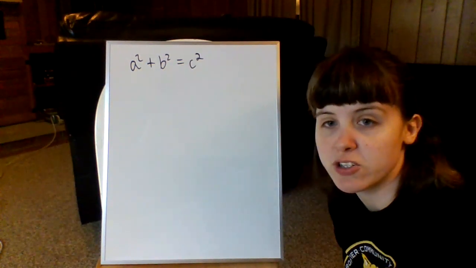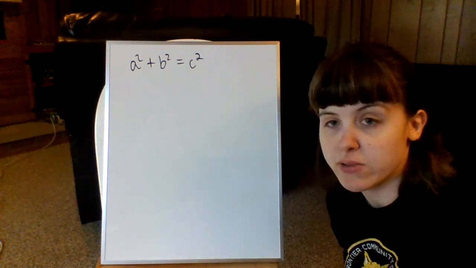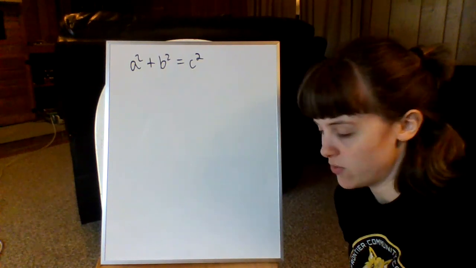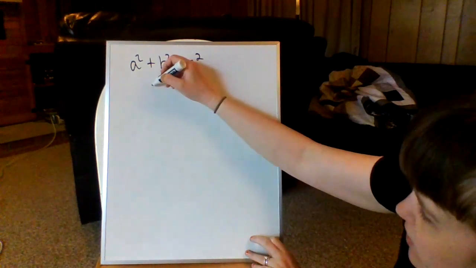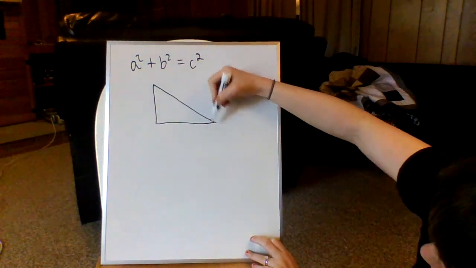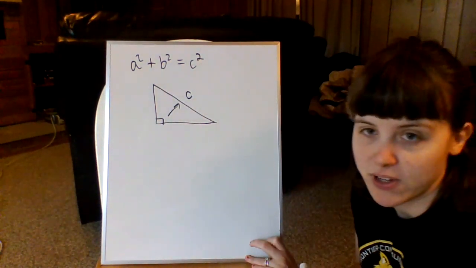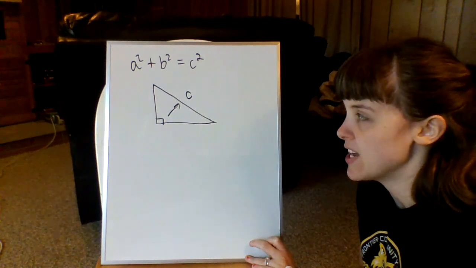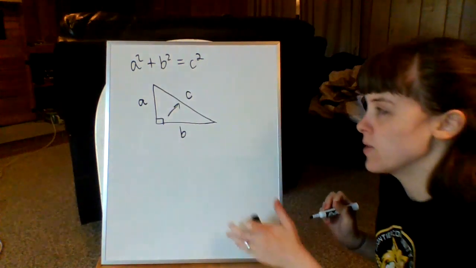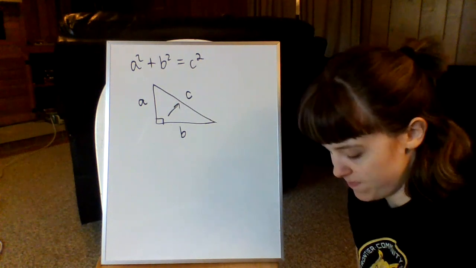Now, a and b are the shorter sides of the right triangle, and c, the hypotenuse, is always the longest side of the right triangle, and it is always opposite the 90-degree angle. So if you had a right triangle that looks like this, this one would be c because it's opposite the right angle. So c is opposite the right angle, and then it doesn't really matter whether this is a or whether it's b. The legs are just a and b, and the hypotenuse is c.